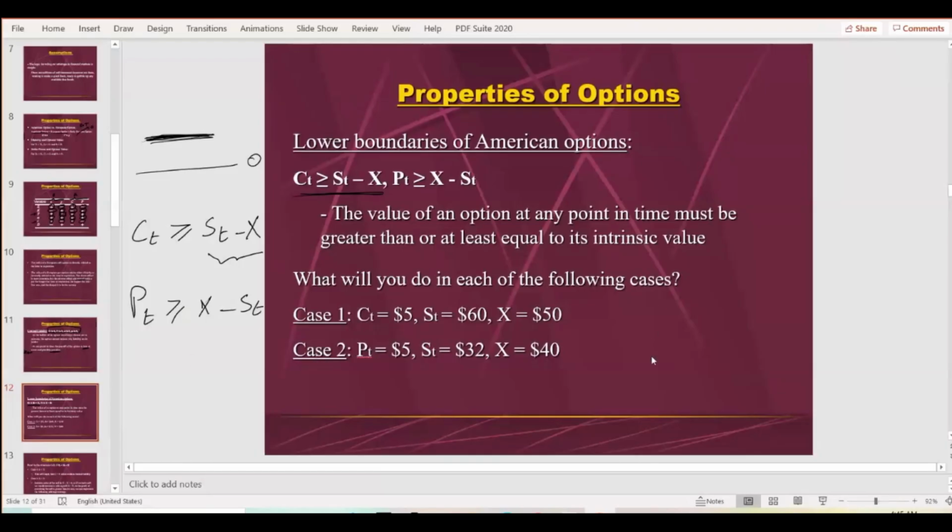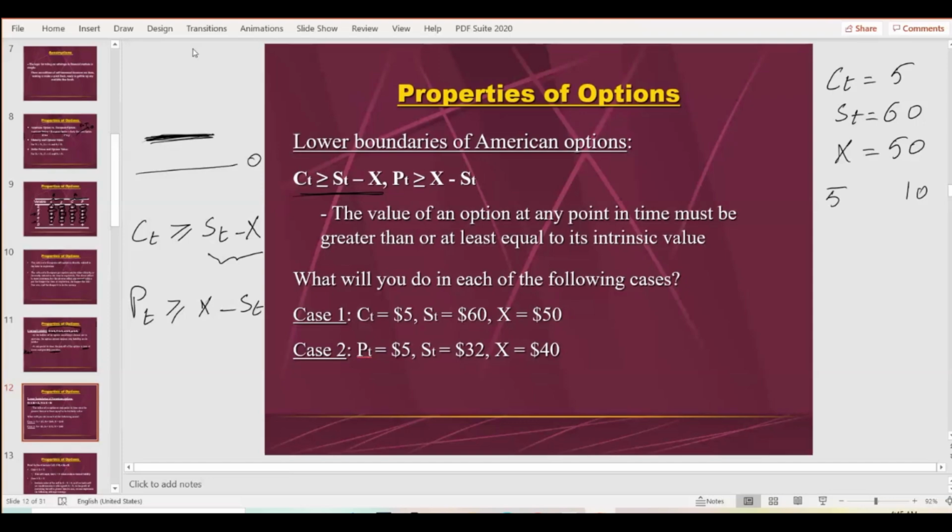So now let's check those two cases. In case 1, the call premium is equal to $5. The stock price ST is equal to 60. X is equal to 50. So here mainly we are saying that C should be greater than or equal to ST minus X. In this case, C is equal to 5. ST minus X is equal to 10.